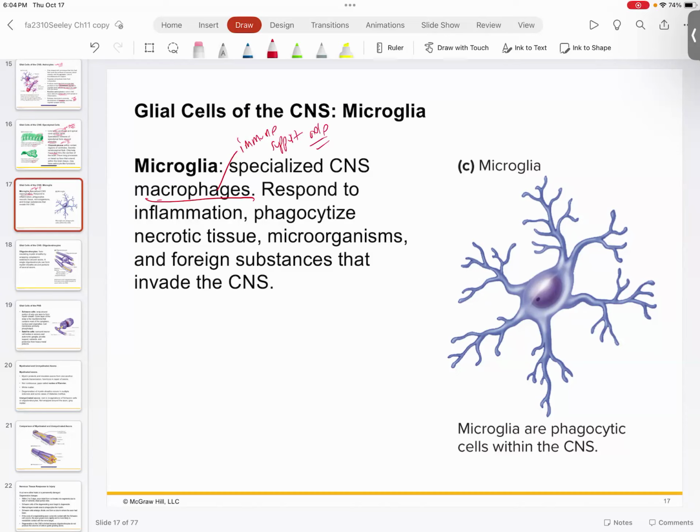In the CNS, they're phagocytic. That means they'll take a pathogen and gobble it up, and so they can respond to inflammation. If inflammation is occurring, they can respond to that. They can phagocytize stuff, so they can go after microorganisms like bacteria and gobble them up. They can go after dead, necrotic tissue, debris, very similar to the way normal macrophages work. And anything that's foreign in the central nervous system, they can gobble up.